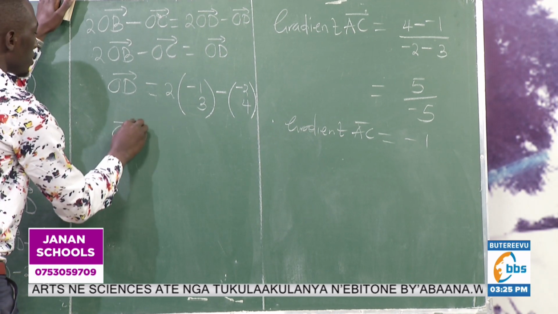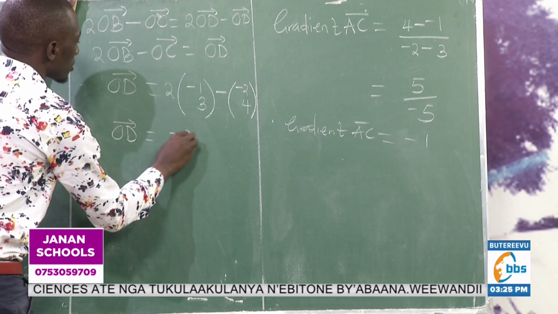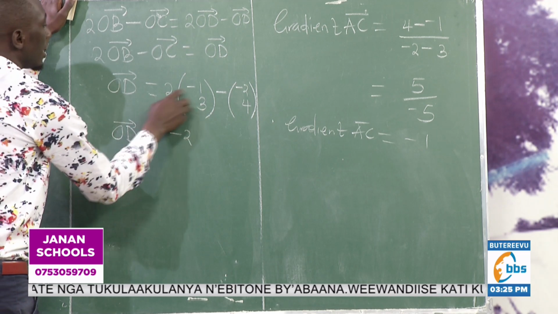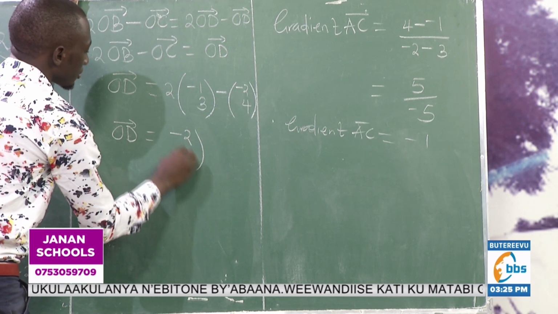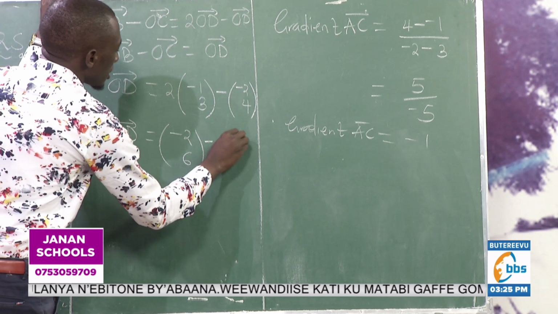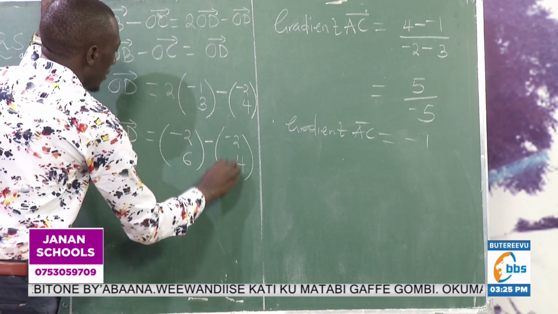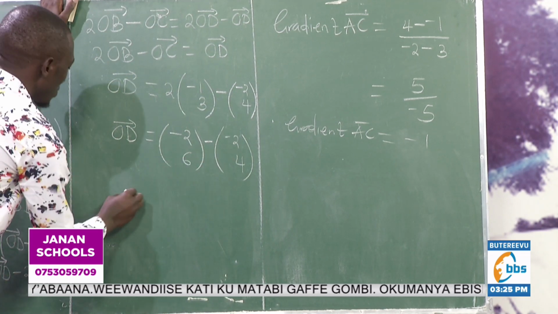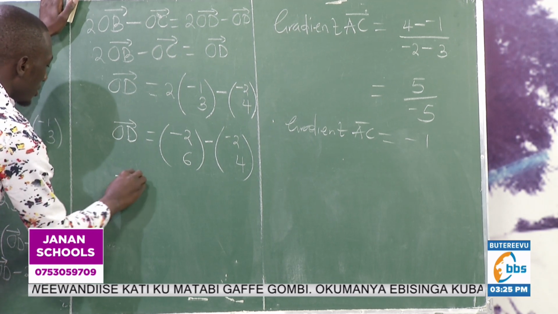So I will have to first multiply here. This will give me -2, but this has to multiply everything, -2, then this is 6. And then minus (-2, 4). So we need to work out this. This is what we started with, looking at the column vectors and the operations.